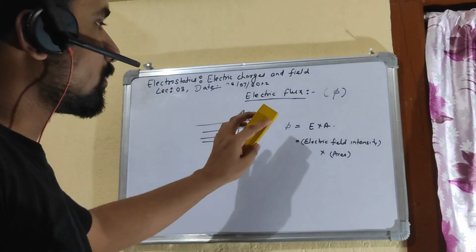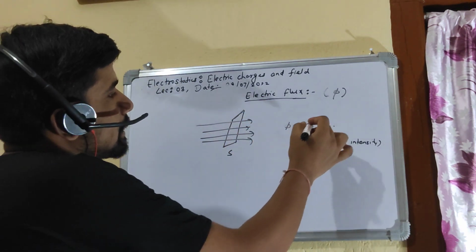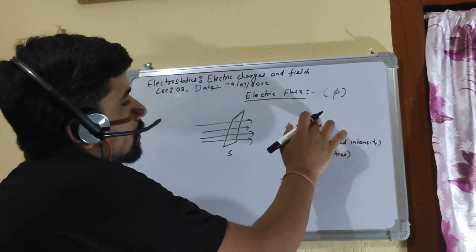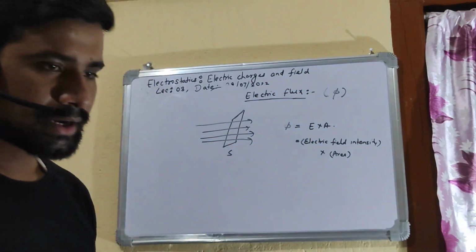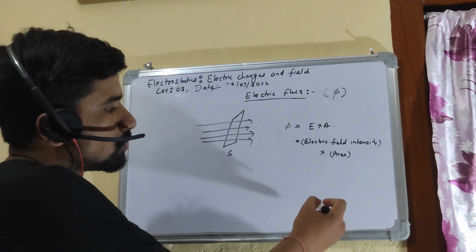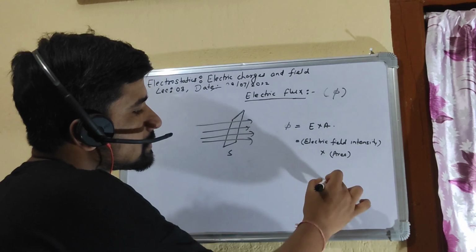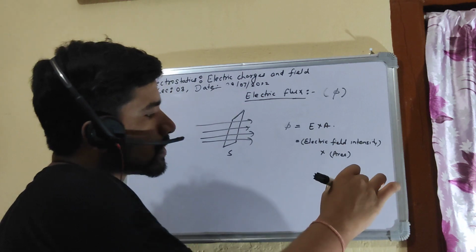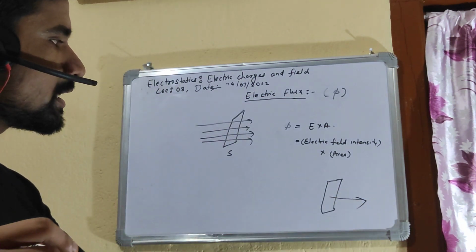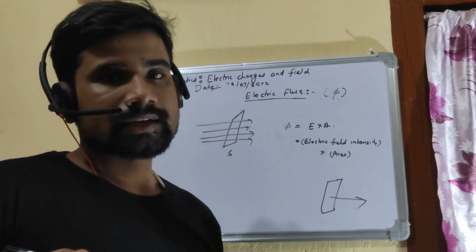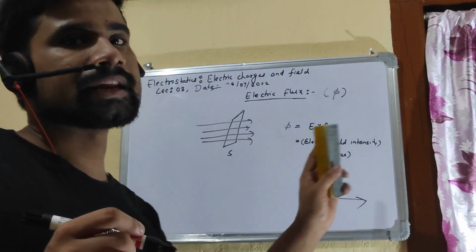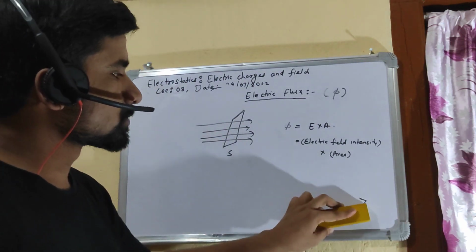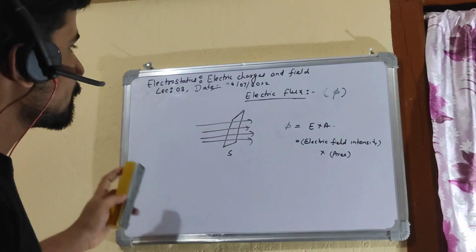So let me put it like this now. This area is basically an area vector, right? What exactly is an area vector? Let's say this is the area. If we draw a normal to this particular area, this normal has a direction which is perpendicular to the area. So this normal gives the area a direction. This is called the area vector, right?